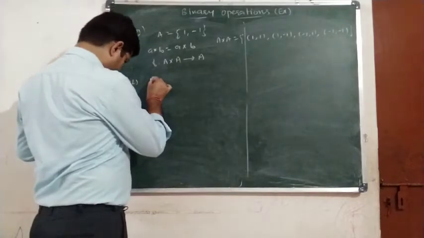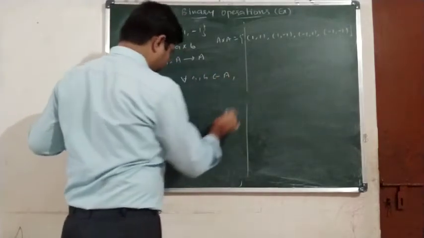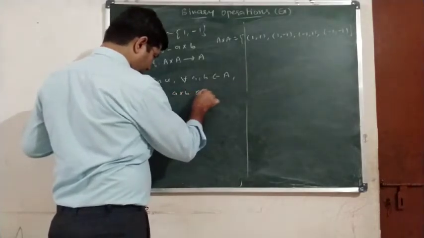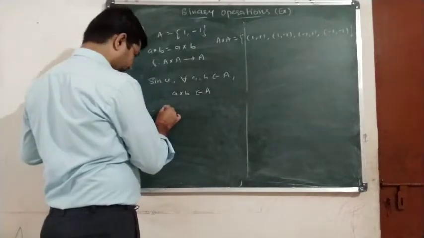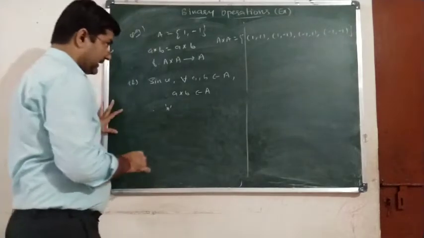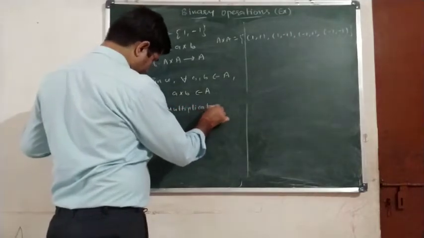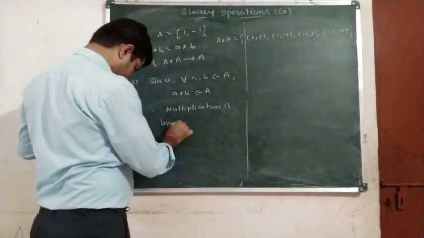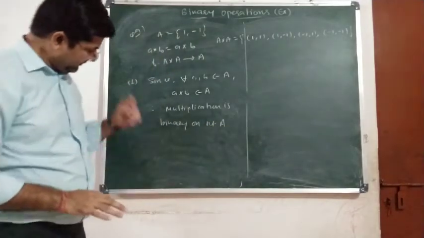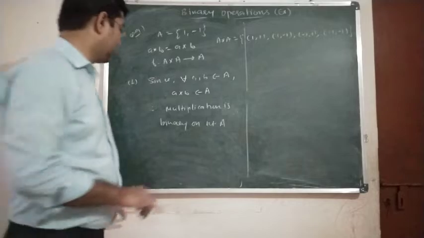Okay, since for all a, b belonging to set A, a multiplied by b belongs to set A, and therefore asterisk or multiplication is binary on set A, or as per your textbook you can write down that multiplication holds the closure property in set A. Clear?